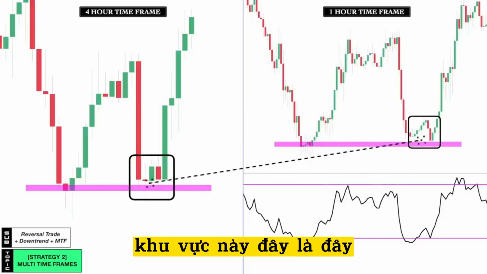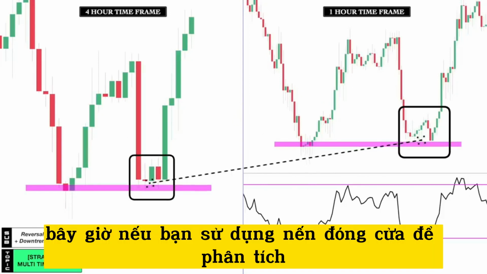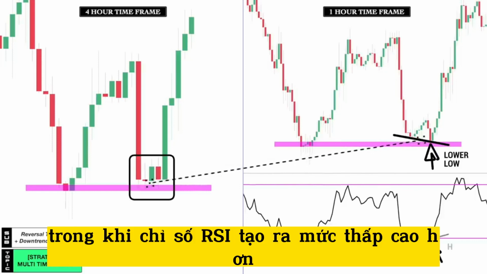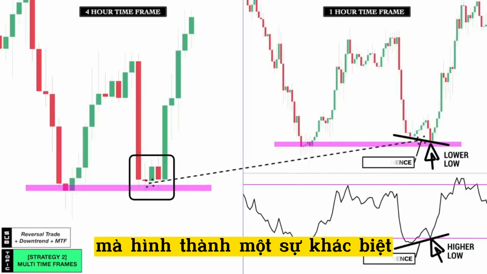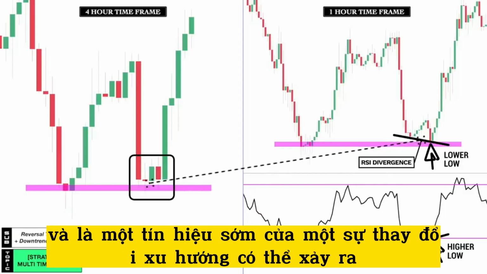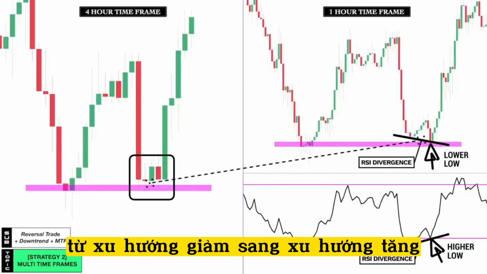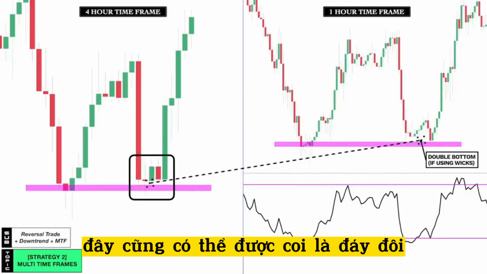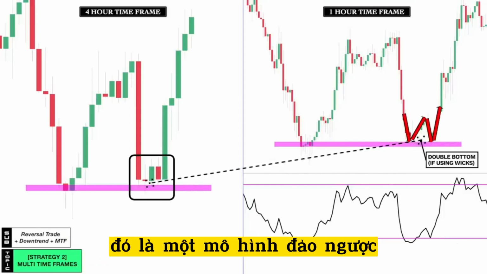This area here is this same area here. Now, if you use candle closes for your analysis, this is a lower low, whereas the RSI makes a higher low, which formed a divergence and is an early signal of a possible trend change from a downtrend to an uptrend. This can also be viewed as a double bottom, which is a reversal pattern.